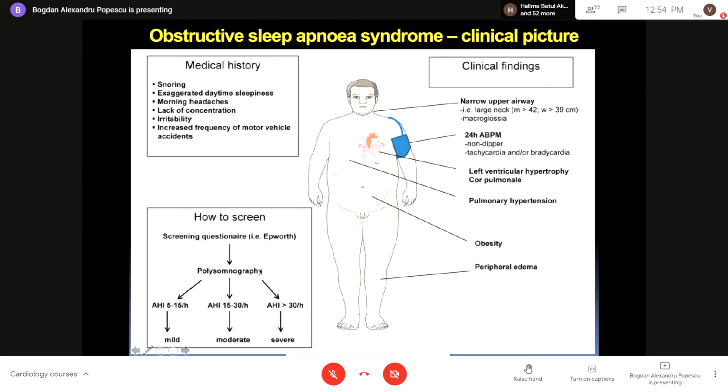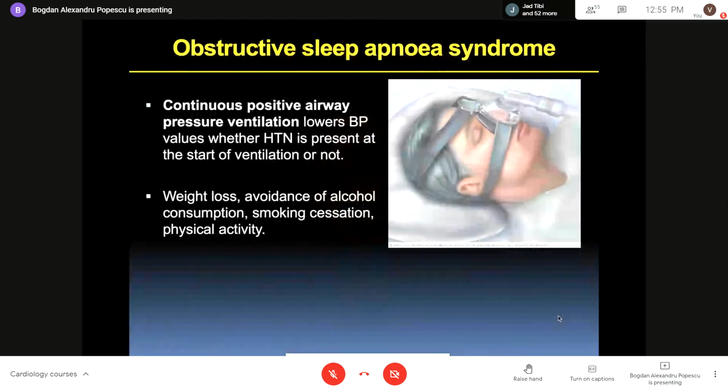And the test is polysomnography, which may quantify the episodes of apnea or hypopnea. And based on the number of such episodes, you may grade this as a mild, moderate, or severe form of disease. It is important because it has a specific treatment, and the treatment may be continuous positive airway pressure ventilation.